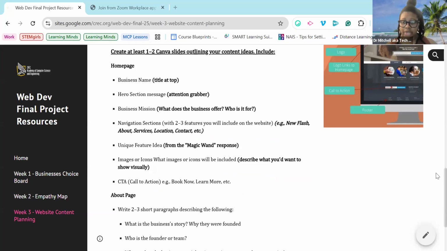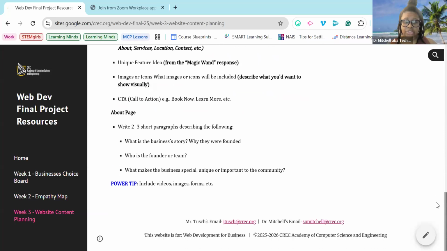And then your about page, you want to make sure that you have 2 to 3 short paragraphs describing the following. What is the business story? Why are they here? Why were they founded? Who is the founder? Who's the team? Who makes up what the business is about? What makes the business special, unique, and important to the community where it's located?